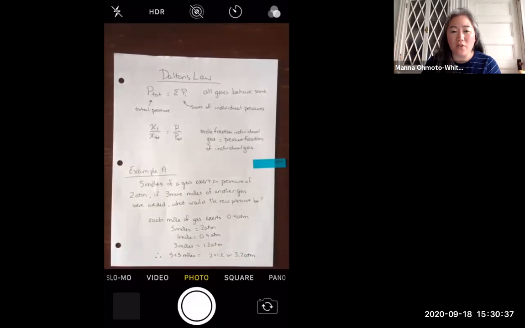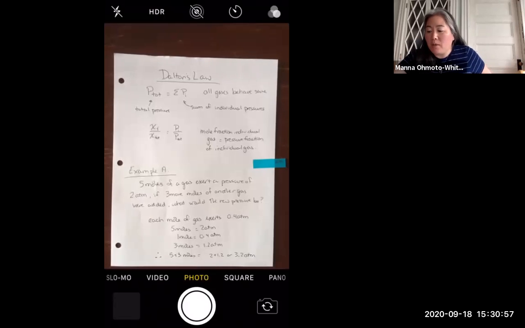This is assuming that the volume remains the same, because the number of particles that I add in is going to increase. And if I have a container in which 2/3 of the molecules are of one type of gas, that one type of gas is going to exert 2/3 of the pressure. So it should make sense.